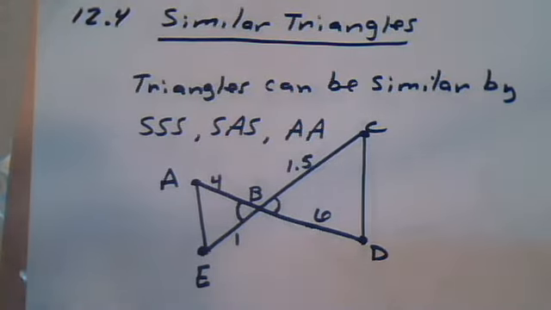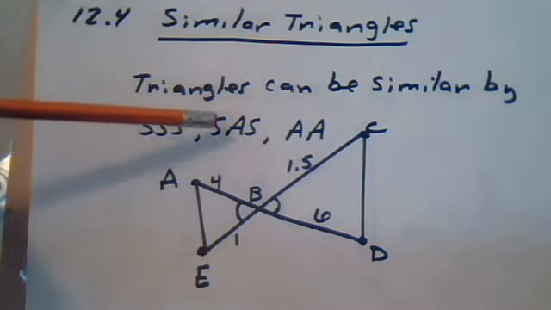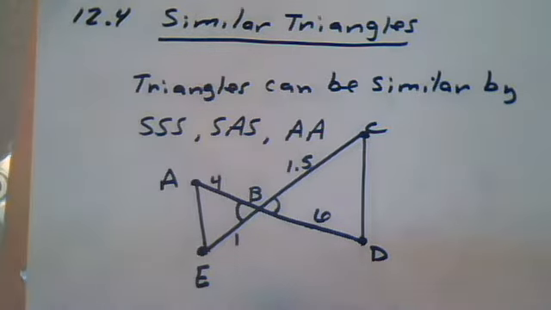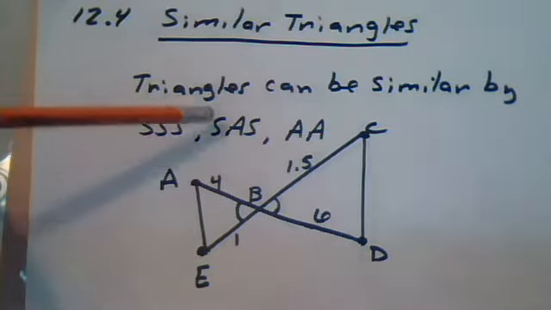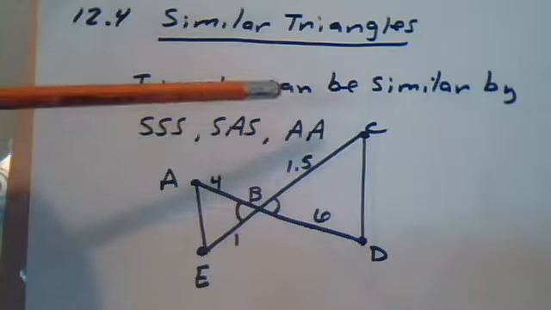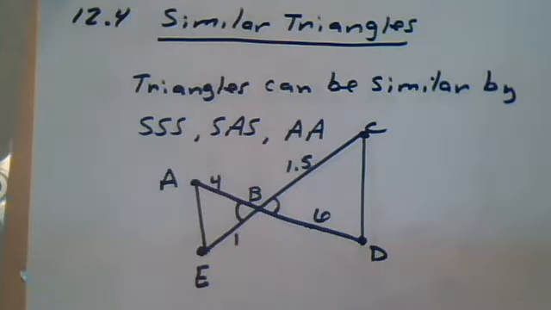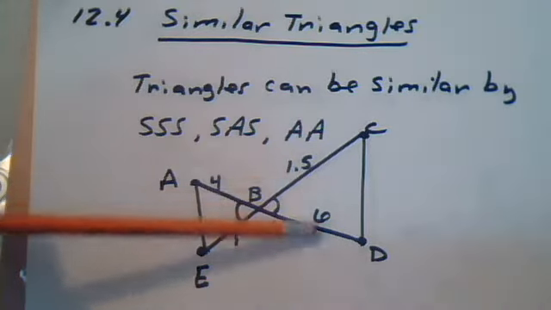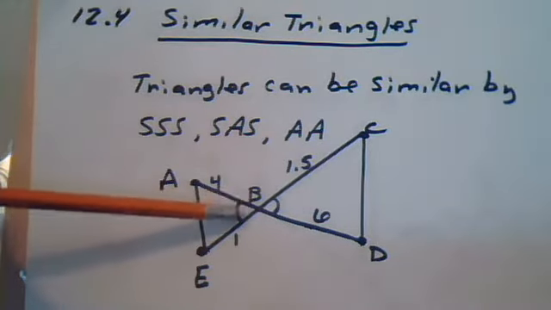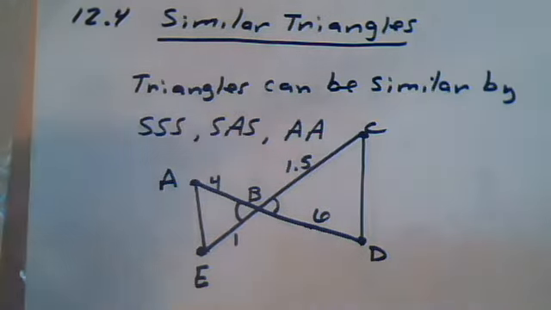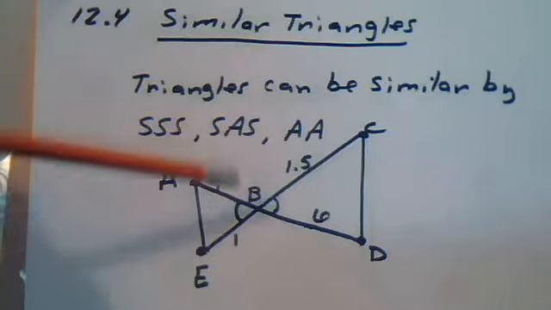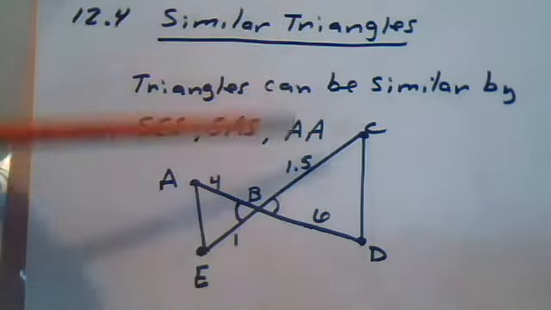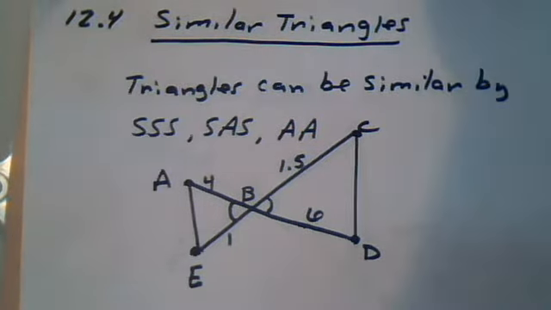That's what proportional means. To be able to use SAS, I would have to show that two sides of one triangle are proportional to two sides of the other triangle, and the included angle, which is the angle between the two sides that were mentioned, are congruent, as we see here. To use AA, we would have to show that two angles of one triangle are congruent to two angles of the other triangle.